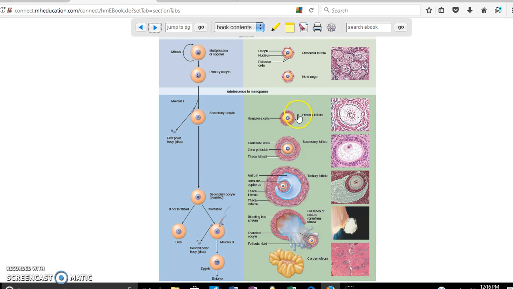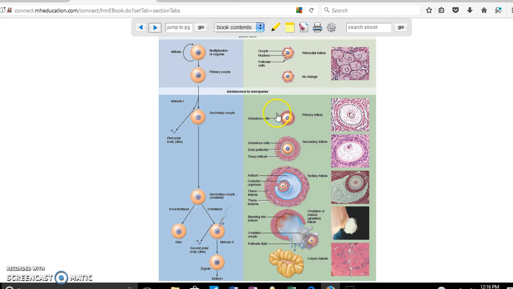From day 0 to day 5, it turns into a primary follicle. From day 5 to day 10, it turns into a secondary follicle. From day 10 to day 14, it turns into a tertiary follicle. And on day 15, you have ovulation. The ovule goes to the fallopian tube and then into the ovaries. And these cells, the ones that surround, turn into the corpus albicans.